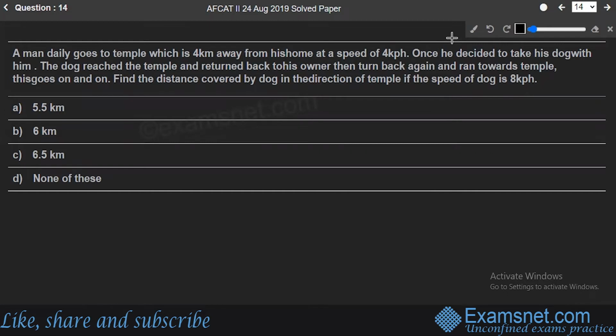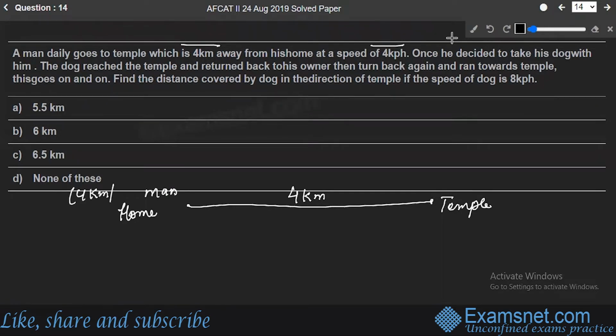A man daily goes to temple, which is 4 kilometers away from his home at the speed of 4 kilometer per hour. So this is his home and here is the temple. And here is the home. So the distance between the 2 points is 4 kilometers and the man starts from here. Speed of man was 4 kilometer per hour. Once he decided to take his dog with him. The dog reached the temple and returned back to his owner.